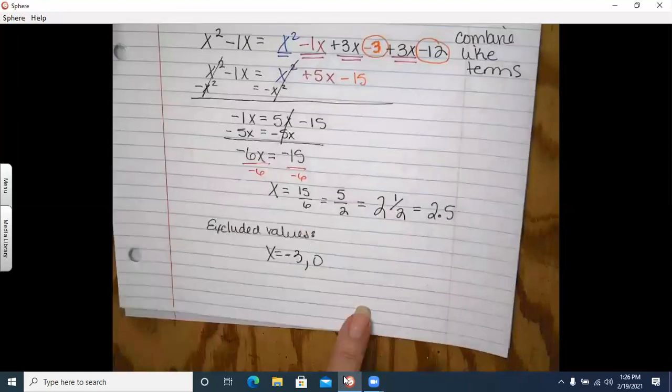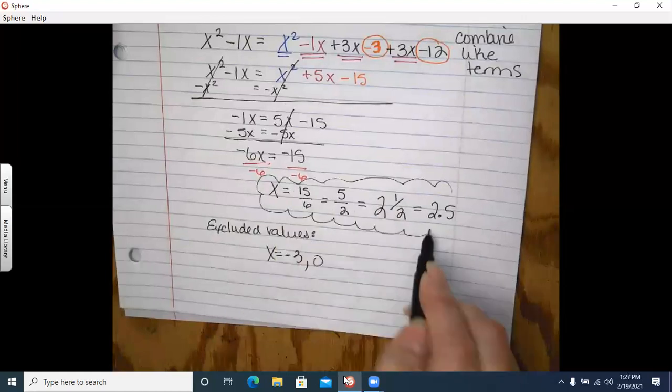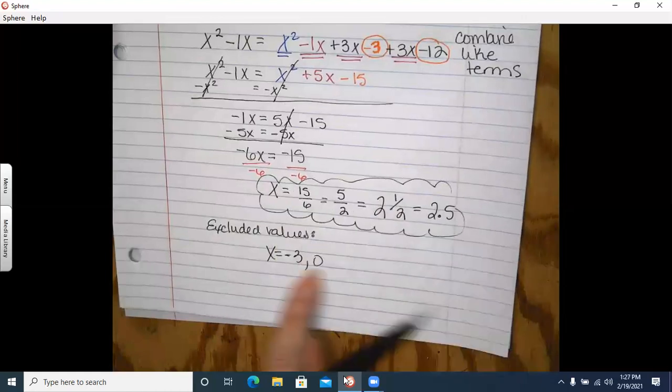Was our answer either of those? No. So our answer, as long as we did it correctly, is good. If our answer was one of these two, we would say it's extraneous. There's not actually a real solution. Right on.